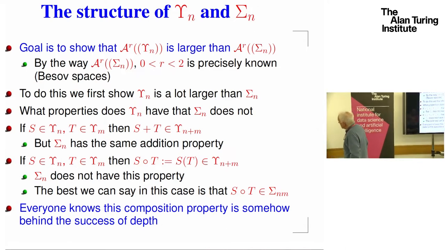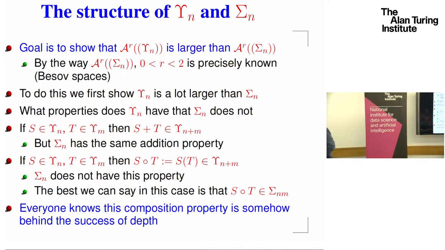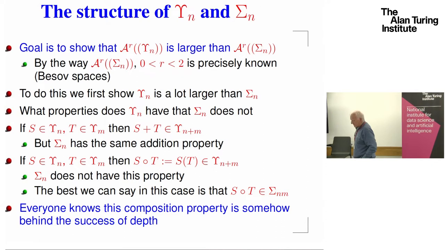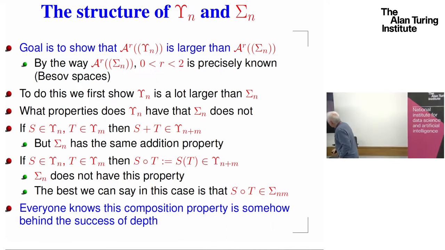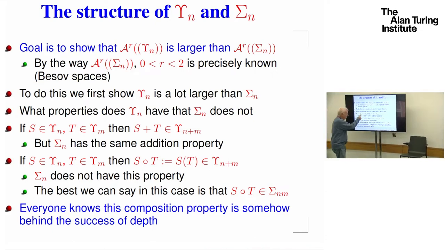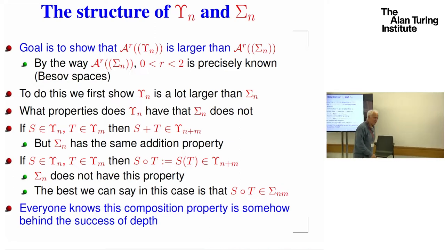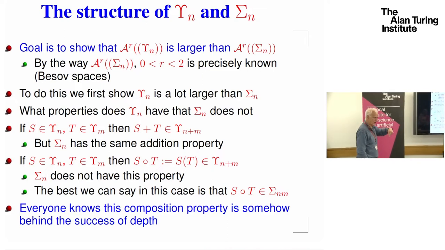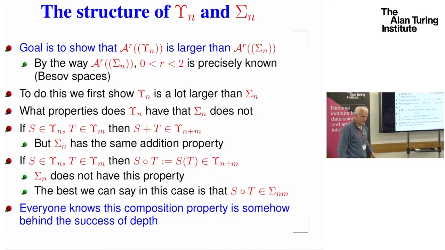Okay. Now, what's the reason, or what's the machinery behind getting these new functions, which couldn't be gotten by piecewise linear, but getting them by deep networks? The key property, well, let me first mention that in both cases, if you take two functions, S from upsilon N and T from upsilon M, and you add them together, you get something in upsilon N plus M. This is obvious, is it, to everybody? From our architecture, we just throw S in one channel, compute T, throw it in another channel, and add them together.